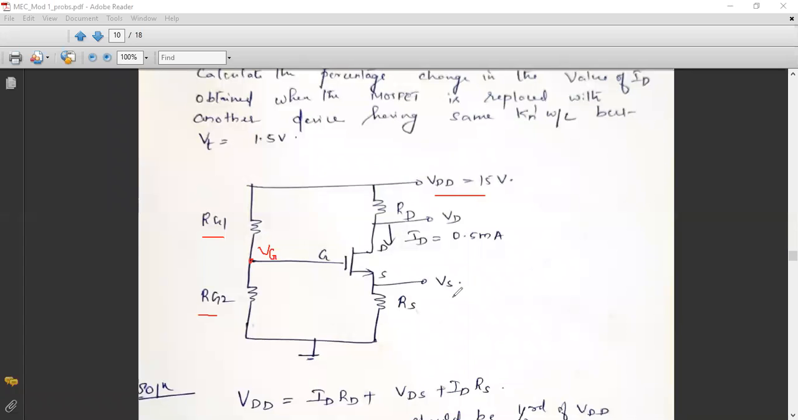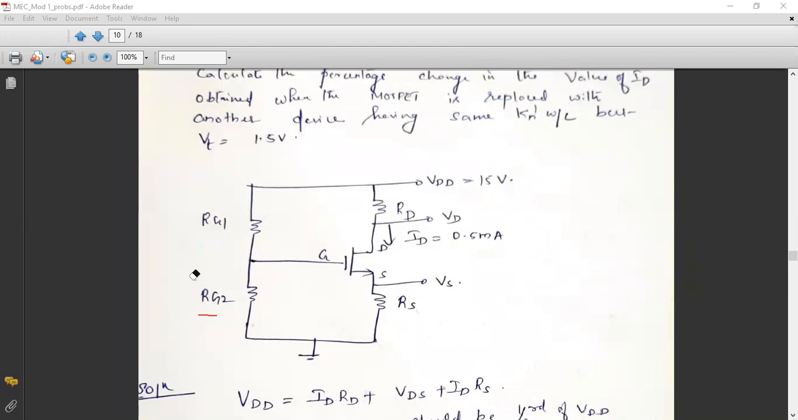Sir, VDD into RG2 by RG1 plus RG2. Very good, Pramod. VDD into RG2 divided by RG1 plus RG2. So this is the equation for the voltage divider rule. Okay, so substitute the value of VDD and VG, which you have already solved as 7 volt. Substitute and rewrite the equation.